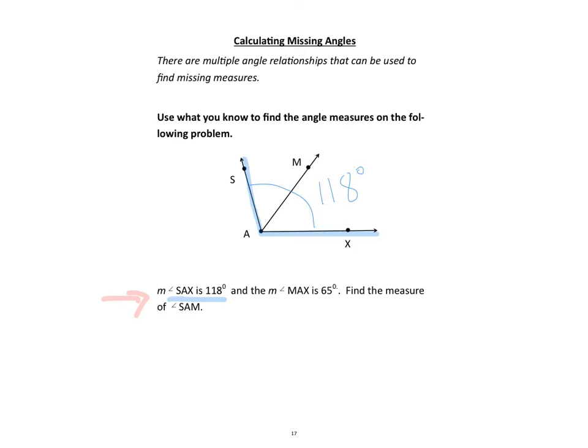We're then told that the measure of angle MAX is 65 degrees. So we follow the letters MAX, and notice that it's kind of the bottom half of that larger angle. And we're told that that's 65 degrees. So to find the measure of angle SAM, we have the whole angle is 118 degrees. Part of it is 65 degrees. So we subtract and we get 53 degrees for the measure of angle SAM.